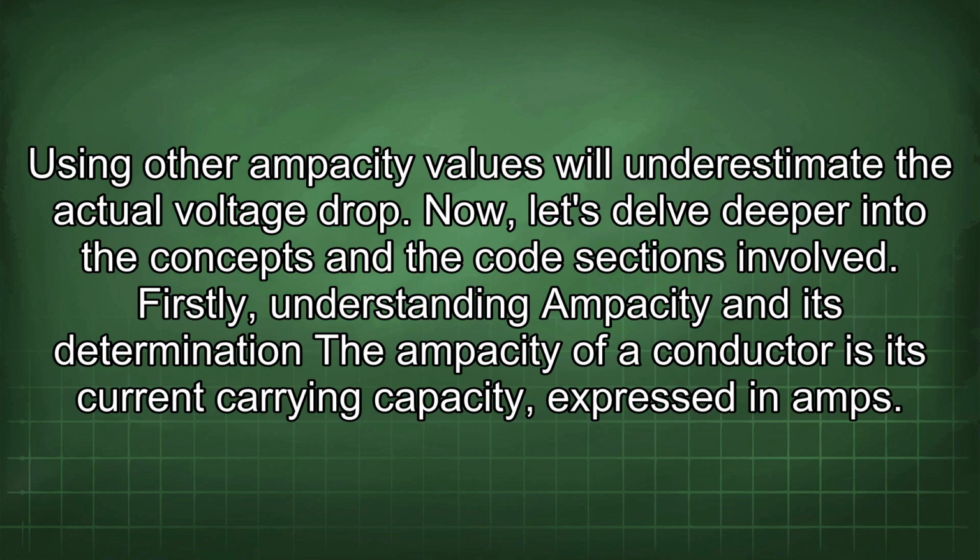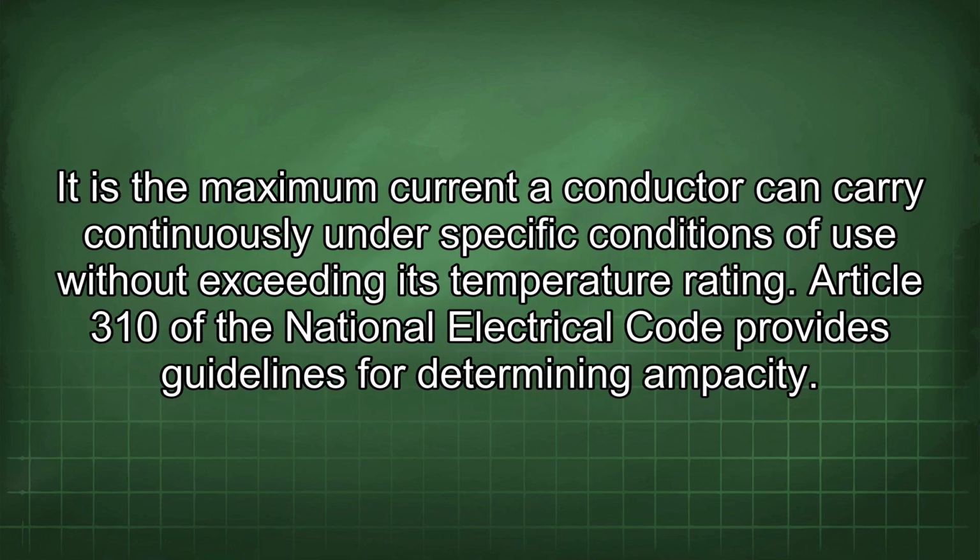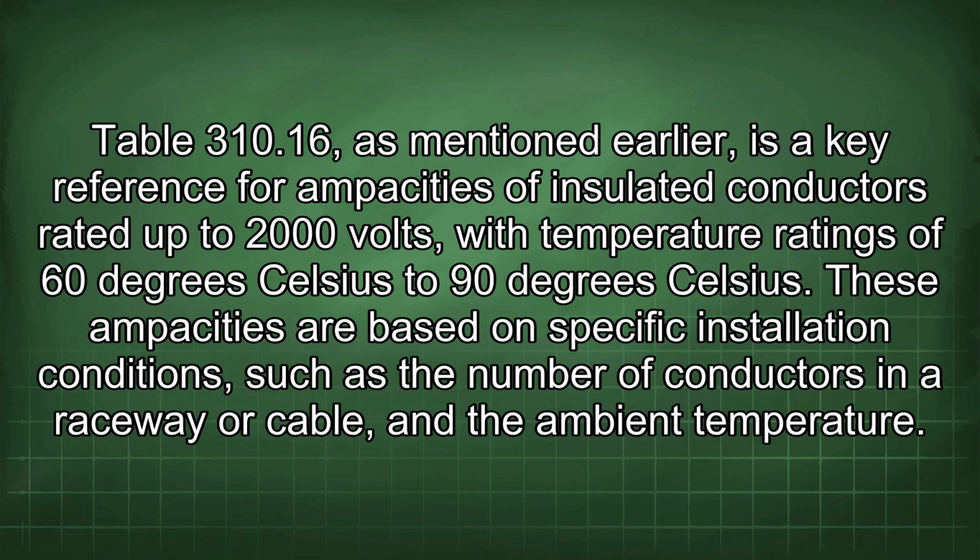Firstly, understanding ampacity and its determination. The ampacity of a conductor is its current carrying capacity, expressed in amps. It is the maximum current a conductor can carry continuously under specific conditions of use without exceeding its temperature rating. Article 310 of the National Electrical Code provides guidelines for determining ampacity. Table 310.16, as mentioned earlier, is a key reference for ampacities of insulated conductors rated up to 2000 volts, with temperature ratings of 60 degrees Celsius to 90 degrees Celsius.